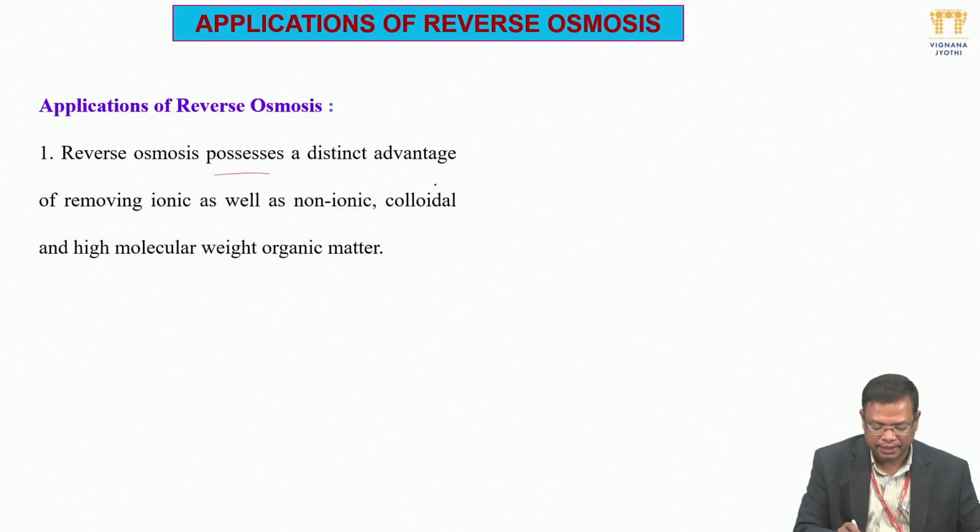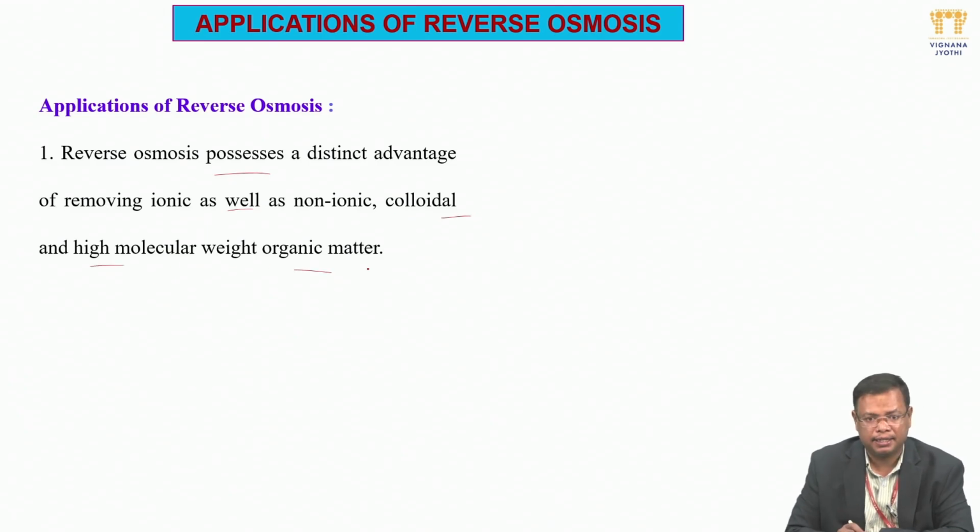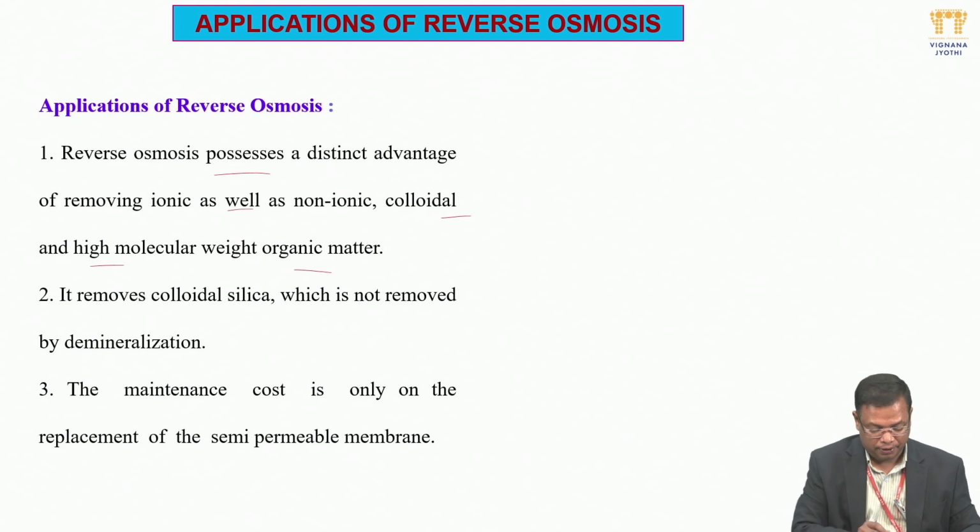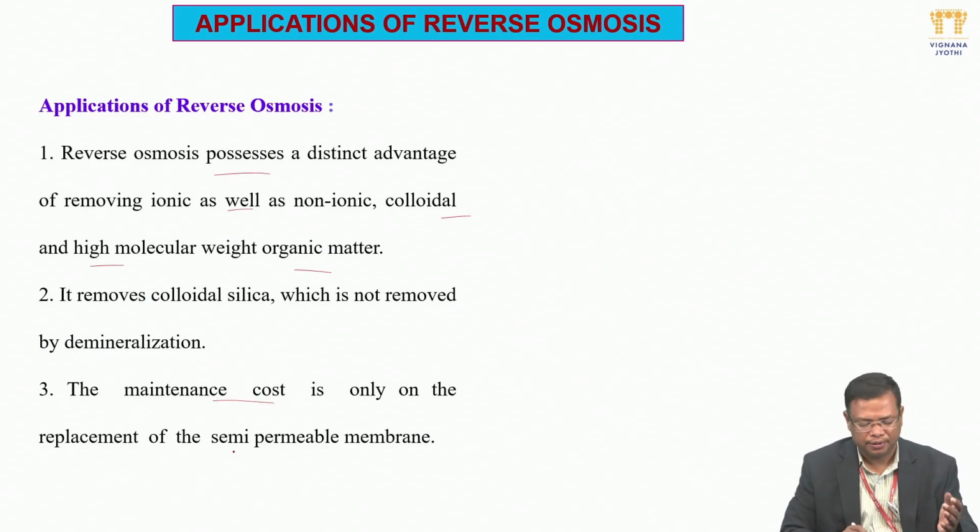The reverse osmosis process has a distinct advantage of removing the ionic as well as the non-ionic or colloidal and high molecular weight organic matter. It removes colloidal silica, which is not removed by demineralization, and the maintenance cost is only the replacement of the semi-permeable membrane. So the membranes can be easily replaced, and we can put the new ones in very easily. There is no struggle in changing the membrane filters in this reverse osmosis process.